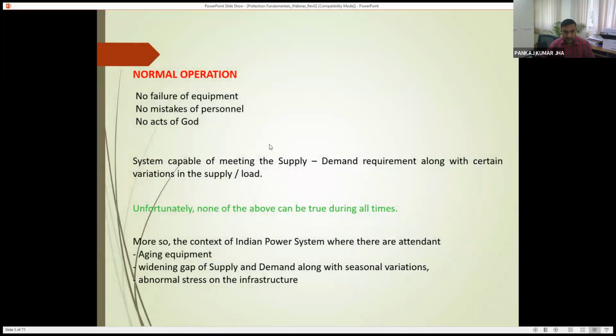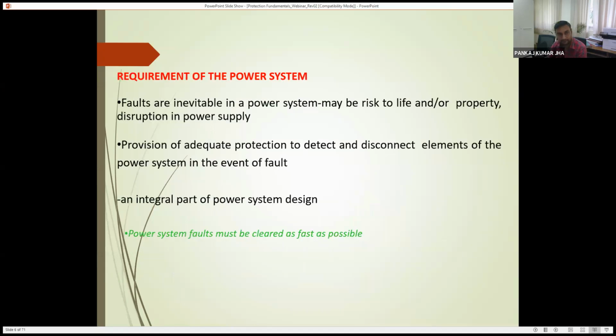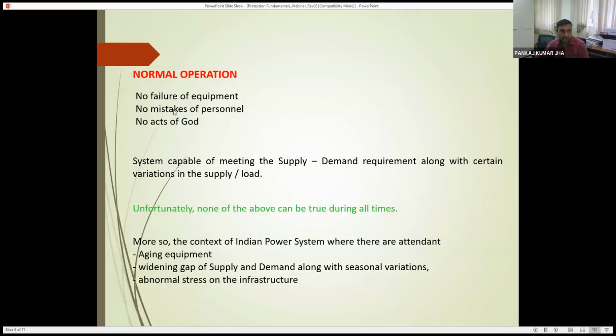So I was actually at this slide. First of all, sorry for the inconvenience, this was because of some issue in my computer. Now I was on this slide, which is actually the normal operation. In case of normal operation, it is assumed that there will be no failure of any equipment, no mistakes by any personnel who is operating the system, and no acts of God. The system is capable of meeting the supply demand requirements along with certain variation in the supply load.